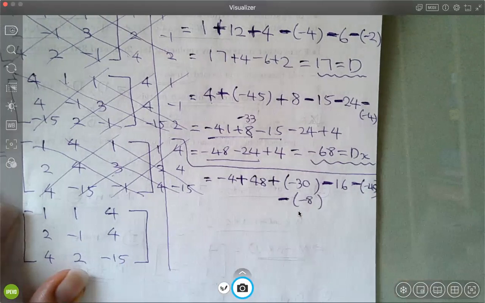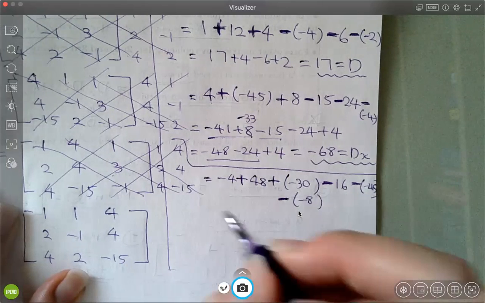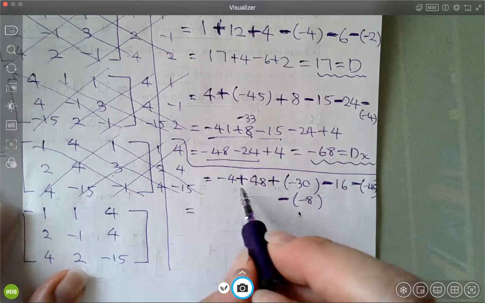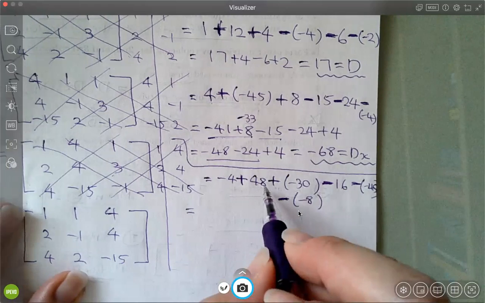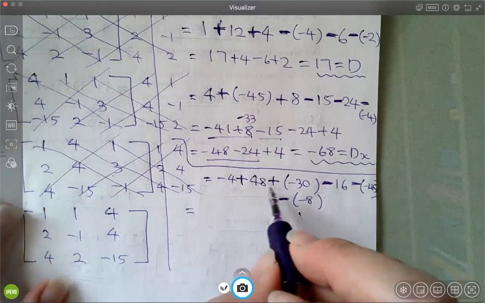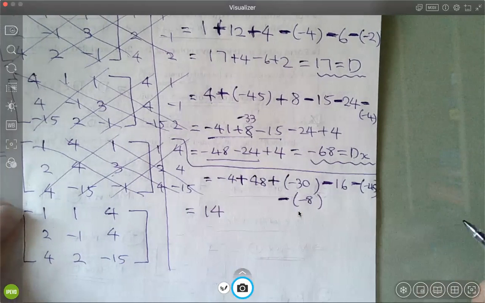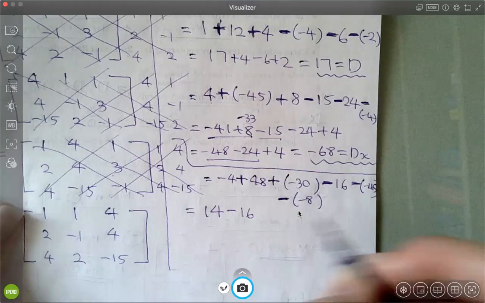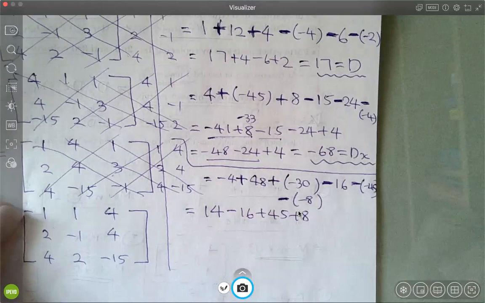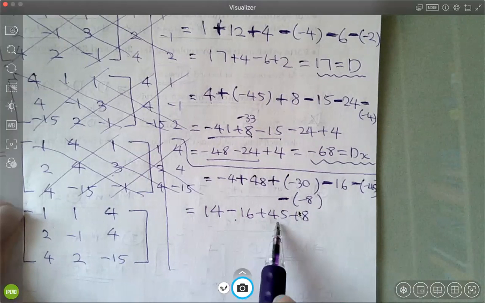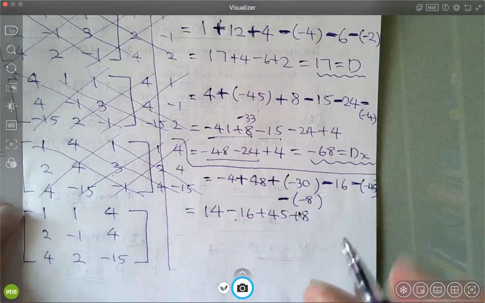Okay, so now let's simplify. So negative 4 plus 48. So that's positive 44. And then minus 30. So that's just 14, right? Okay, so we have 14 minus 16 plus 45 plus 8. Okay, so what is this? Negative 2 plus 45. So that's 43 plus 8. So 51 is dy.